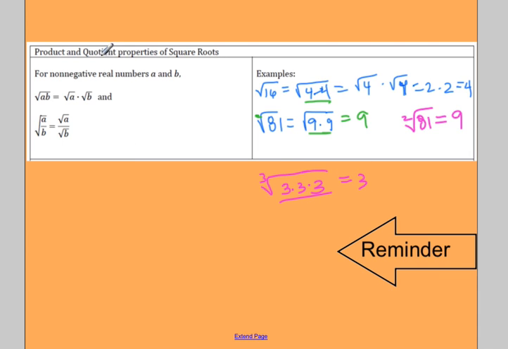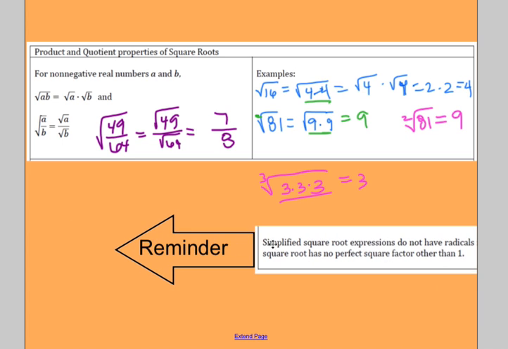The next rule we're going to look at is the quotient rule. So that's when we have division. So you can go ahead and break that one up as the square root of a over the square root of b. So one example is, you can write it over here on your note sheet if you have room, square root of 49 over 64. Okay, I can break it down, square root of 49 over square root of 64. Square root of 49 is 7, square root of 64 is 8, so my answer would be 7 over 8.